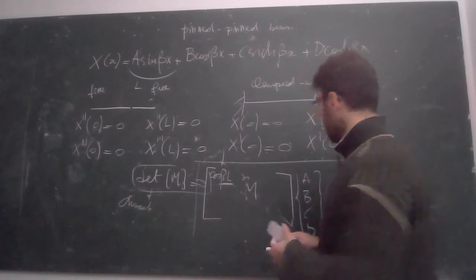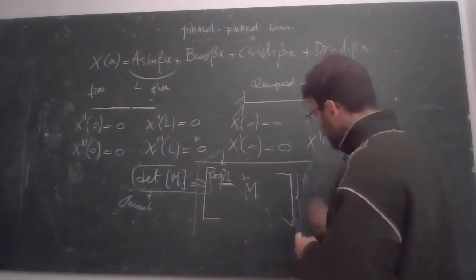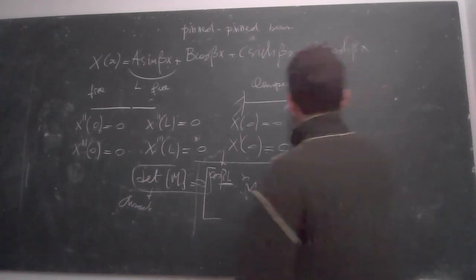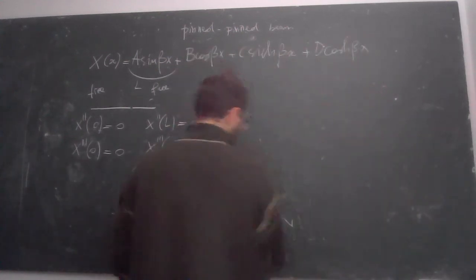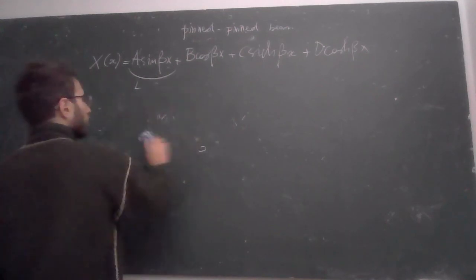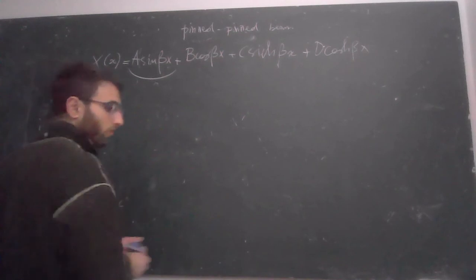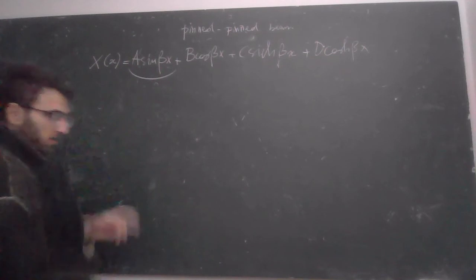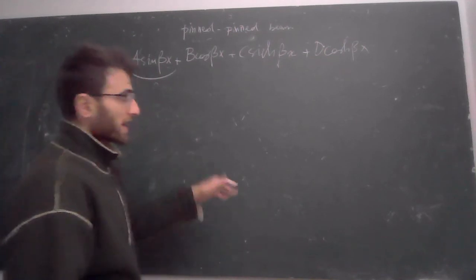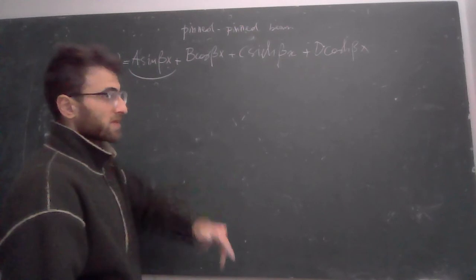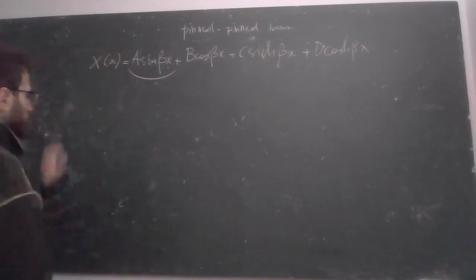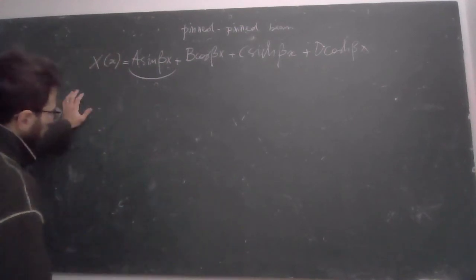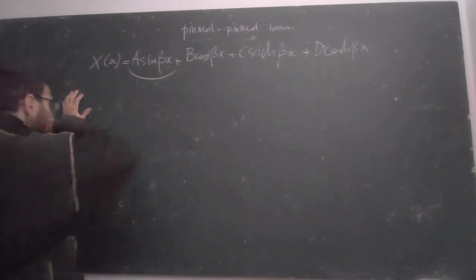So, in literature, you will find tables like this one. And then once you have found the beta times L, you go back to that system of equations and you find A, B, C, and D. But you know that.